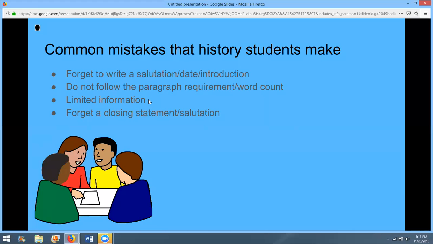And also, at the end, you got to have a closing statement. Just like you had in the beginning, and it's just like any writing assignment. You got to have a closing statement. You got to have a wrap up.